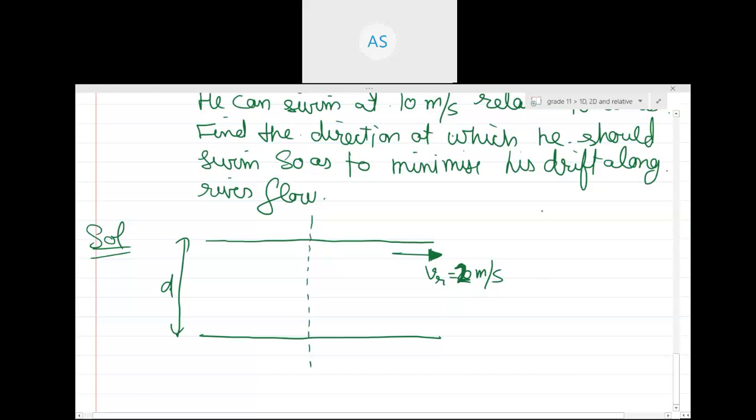And now the velocity of the swimmer with respect to river is given as 10 meter per second. Can you see over here, this velocity is more and this velocity is less. Whenever this type of case happens, he'll completely go towards the other side, like the angle should be more.